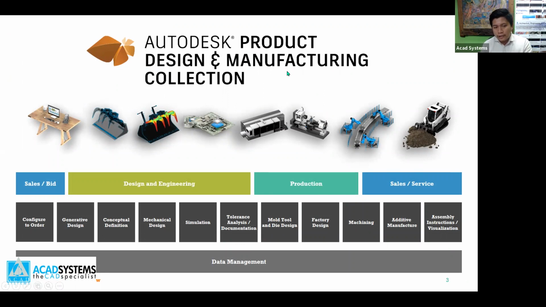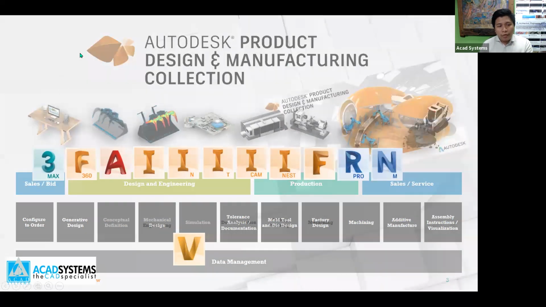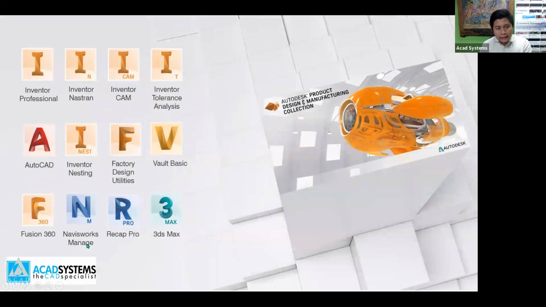This is my slide, and I would like to give a little overview of the Product Design and Manufacturing Collection. Inside this PDMC, you get 23 software products, and you also get cloud. These are the software you can access when you purchase this bundle. The first one is Inventor Professional.